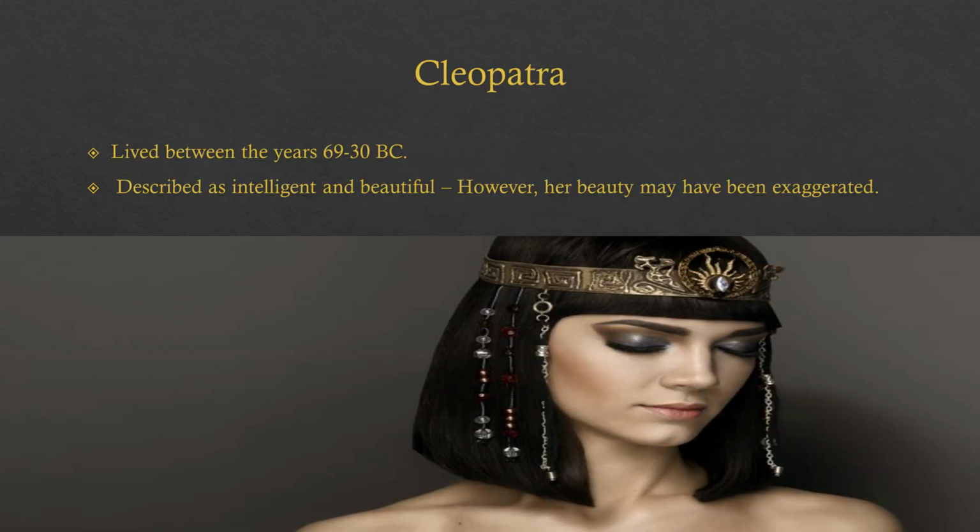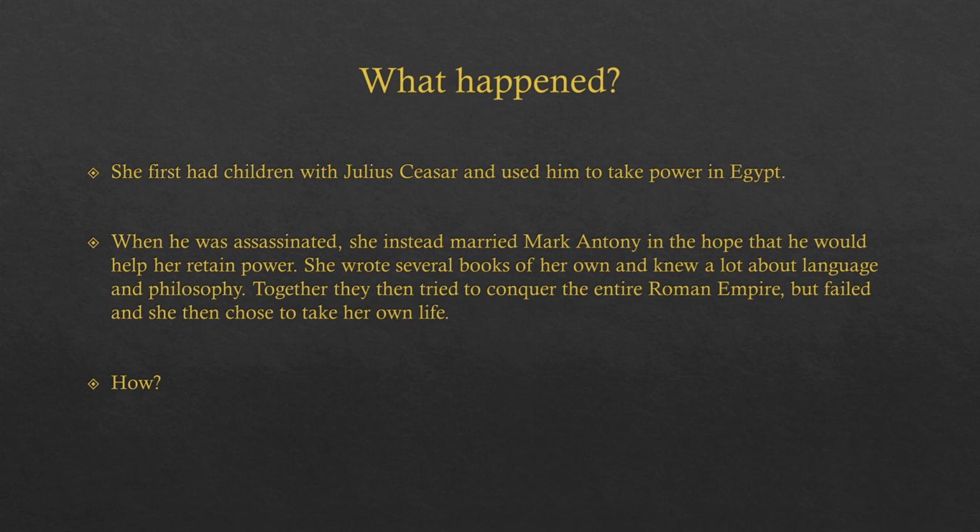We also have Cleopatra, who lived between the years 69 to 30 BC, and she is often described as intelligent and very beautiful. However, her beauty may have been exaggerated. Most historians today believe that Julius Caesar married her not because of her beauty, but because of her intelligence. So what happened? First she had children, or a child, with Julius Caesar, and then used him to take power in Egypt.